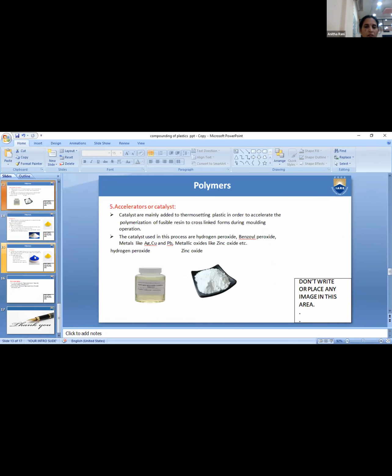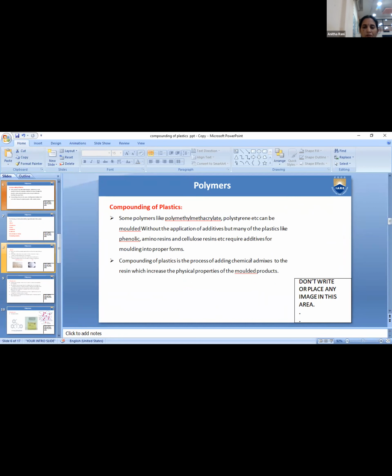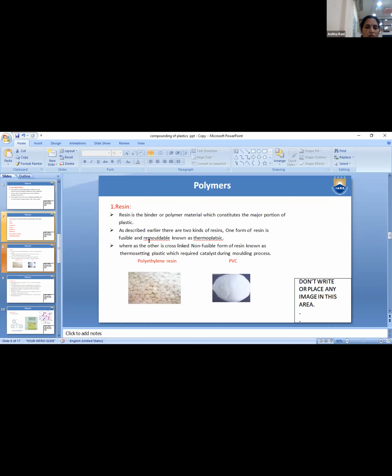Students, when you get this question, you have to write first what is compounding of plastics. It is the process of adding ingredients to the resin to increase the physical properties of the molded products. Then you have to write what ingredients we are using. The following are the important ingredients added to the polymer resin. First we will take the resin. To that we will add plasticizers, fillers, stabilizers, lubricants, catalyst, and coloring materials. When you are learning this topic, first write about resin: we are taking two types of resins, thermoplastic resin and thermosetting resin.